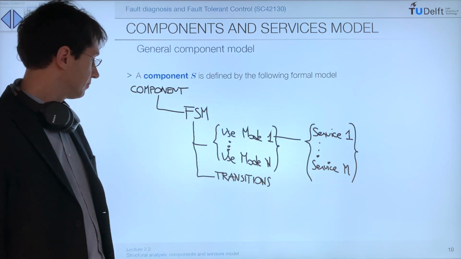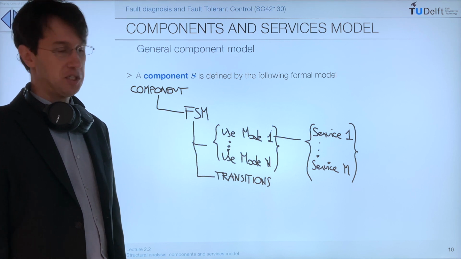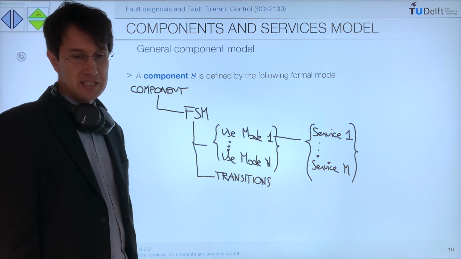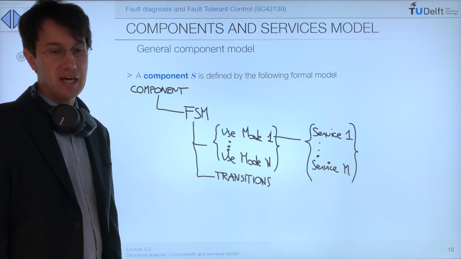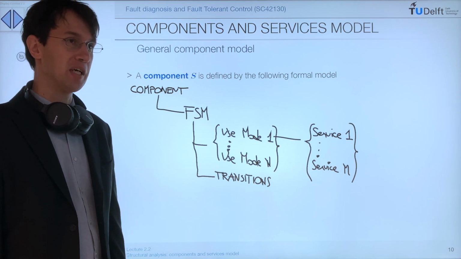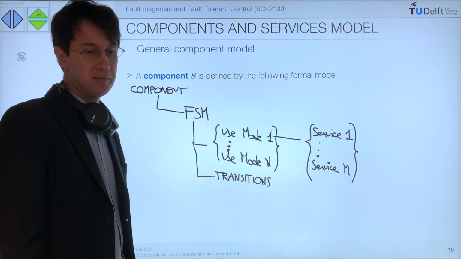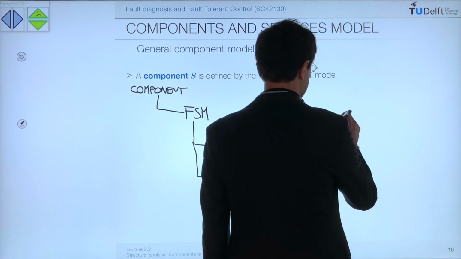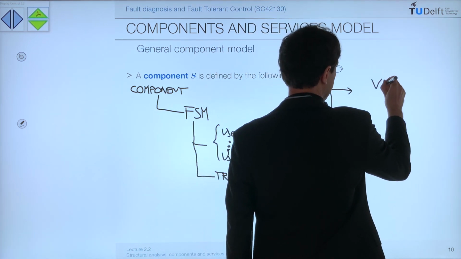And finally, each service can be provided in different versions. So if you have a sensor, as we said, you can have measurements provided with high accuracy but consuming a lot of power, or provided with less accuracy but consuming less power, for example. So each service itself has a number of versions.